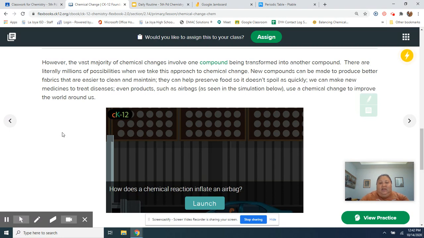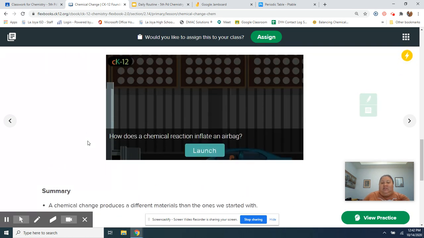Even products such as airbags have used chemical change to inflate and deploy that airbag so we don't get hurt in a car accident. And that's what we're going to be seeing right now in this simulation.